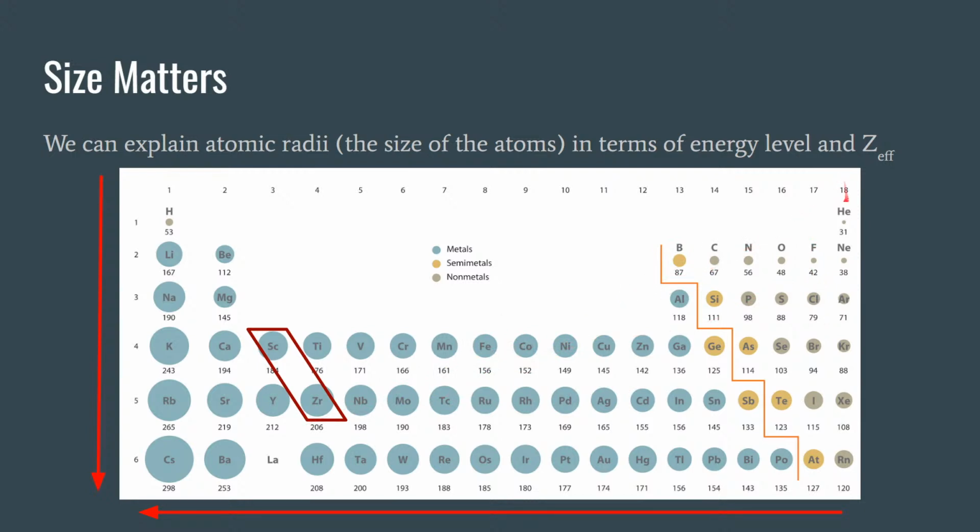The helium to cesium diagonal, top right to lower left, is the main diagonal for the periodic table. This diagonal, top left to lower right, doesn't mean anything.